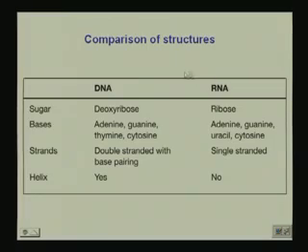Okay? So, if we just summarize here in a comparison of the structures, we have the sugar. For DNA we have deoxyribose and we have ribose for RNA. The bases are A, G, T, C, and here A, G, U, C. The strands are double stranded with base pairing. Here RNA is single stranded. This forms a helix, this does not.